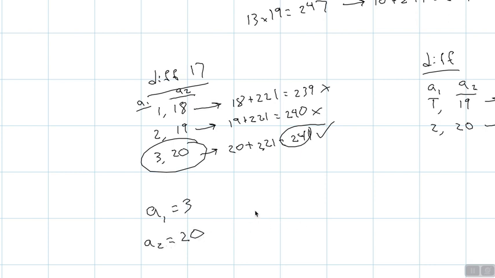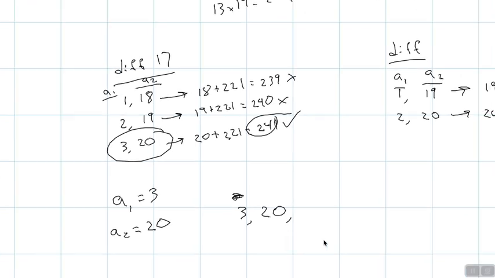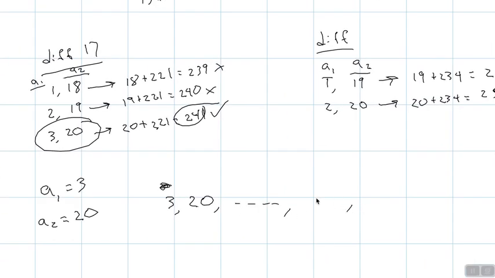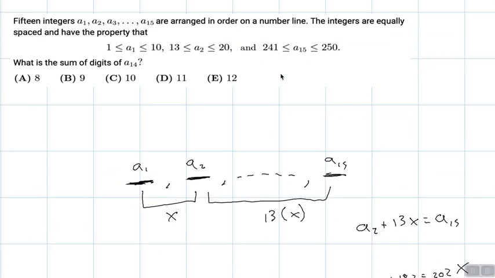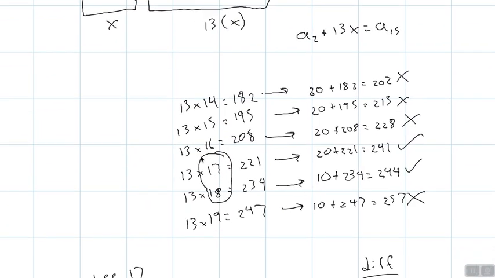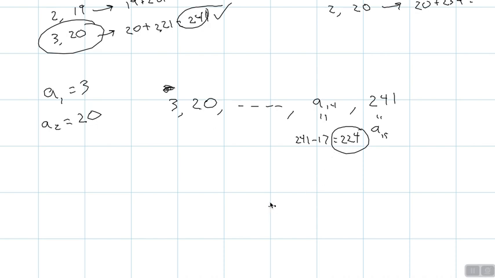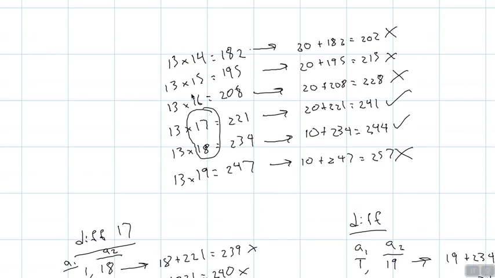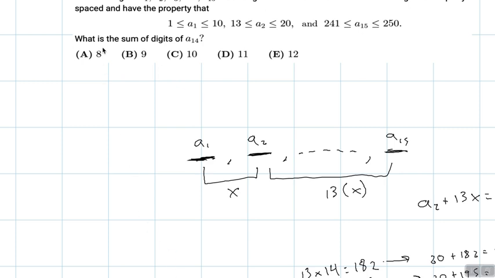Then we can find the value of a sub 14. We have 3, 20, a sub 14, and 241 is a sub 15. So a sub 14 is just going to be 241 minus 17, which is 224. This problem was asking us, what's the sum of the digits of a sub 14? Well, we found that a sub 14 is equal to 224. So the sum of the digits is just 2 plus 2 plus 4, which is 8. So the answer is choice A.